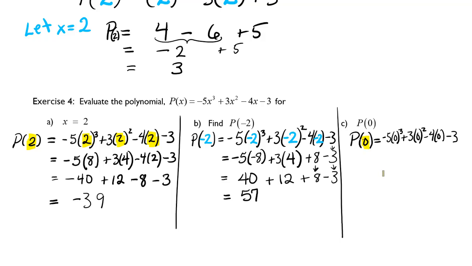When x equals 0, all of the terms with x in them will go to 0. They will equal 0 because 0 times anything is 0. Therefore, the answer to this has to be p of 0, or the function p evaluated at x equals 0, equals negative 3.